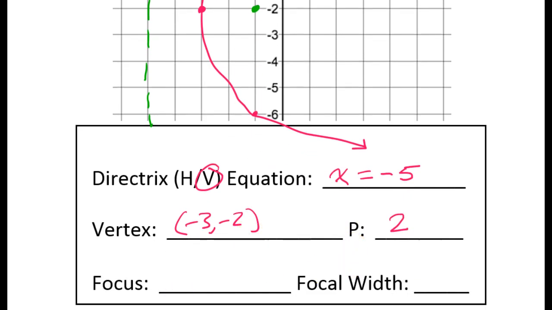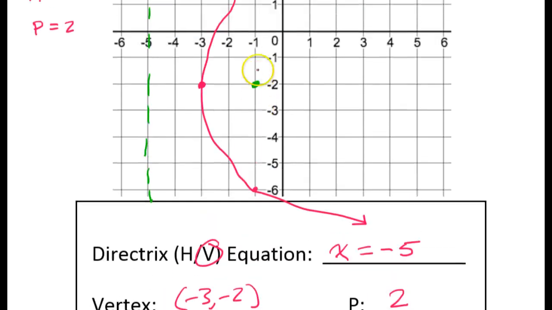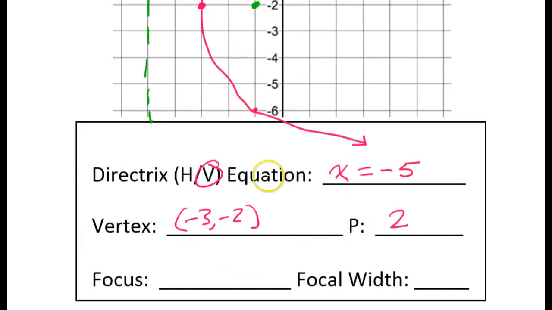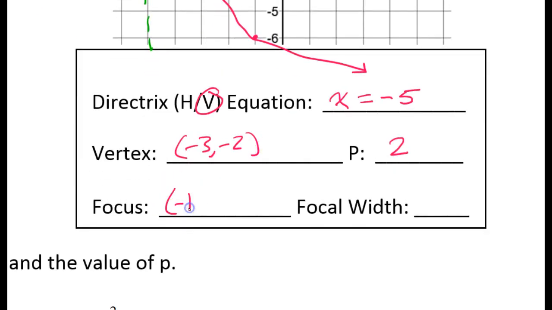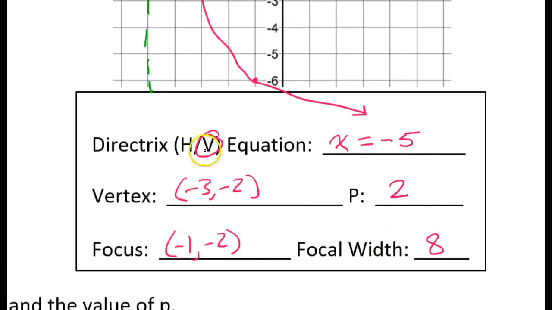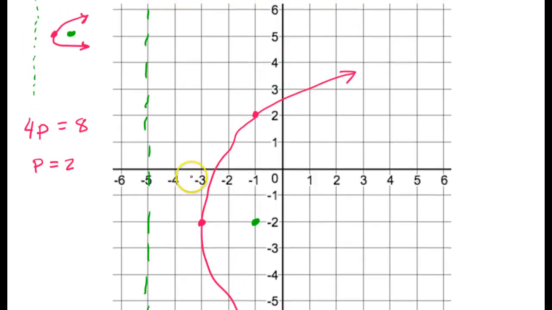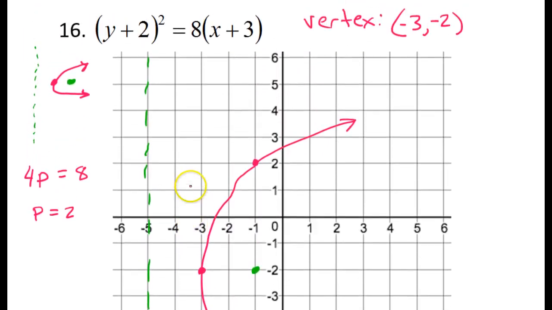The focus is right here. That's -1, -2. And again, the focal width was 8. So that is going to be it for problem number 16.